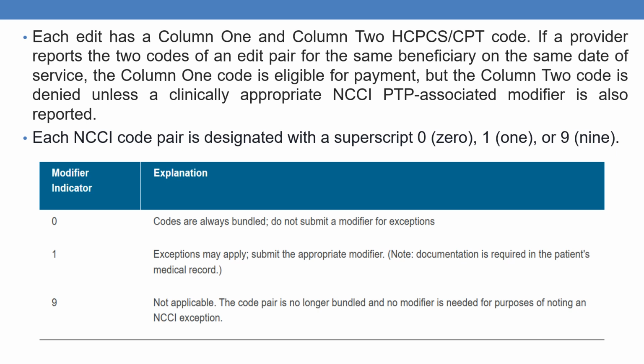If superscript 1 is there, exceptions may apply. Submit the appropriate modifier and the documentation is required in the patient's medical record. If it is 9, not applicable, the code pair is no longer bundled and no modifier is needed for the purpose of noting an exception. So these three are the superscripts that are designated over each NCCI code pair.